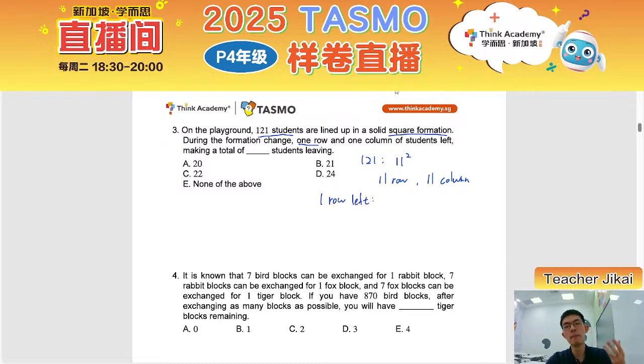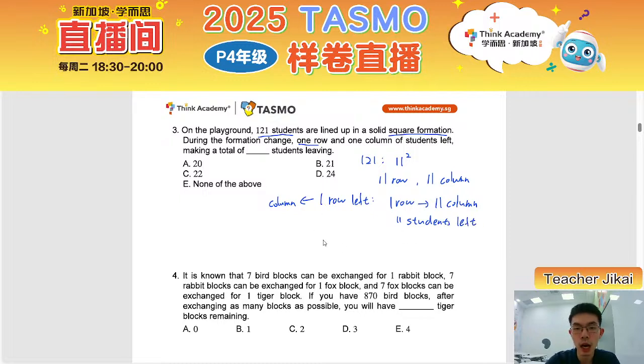So for the number in the row, should we look for the rows or should we look for the columns here? The number of people in 1 row is the number of columns, right? So we should look at the columns. So here, 1 row has how many columns? 11 columns. So of course, we have 11 students left.